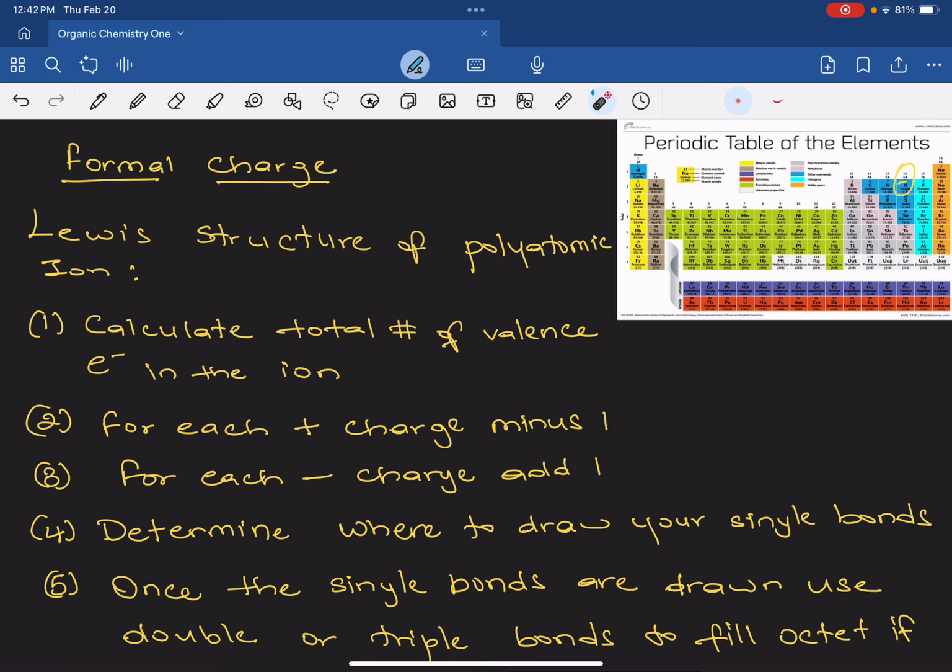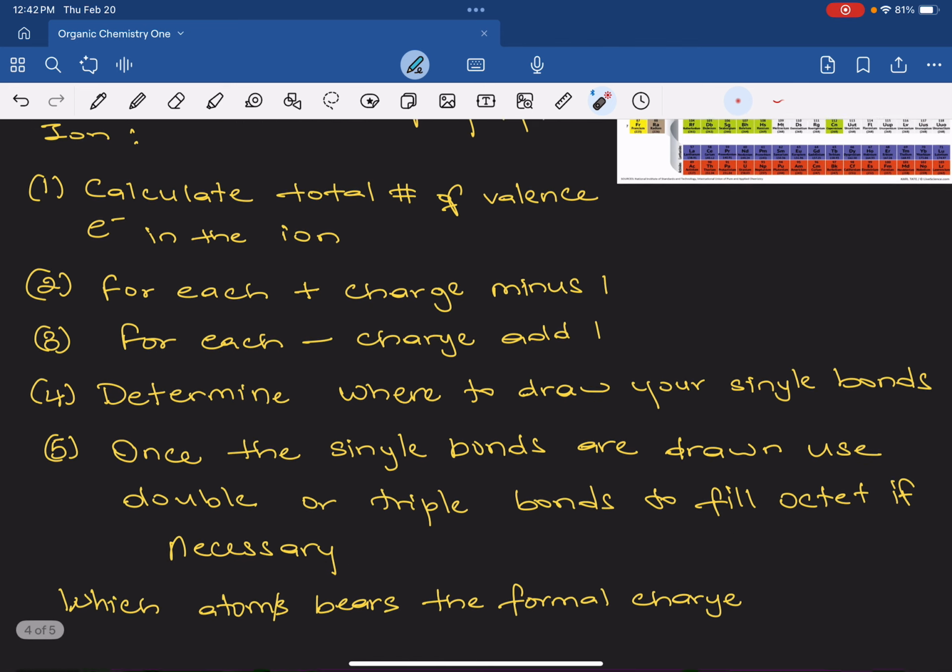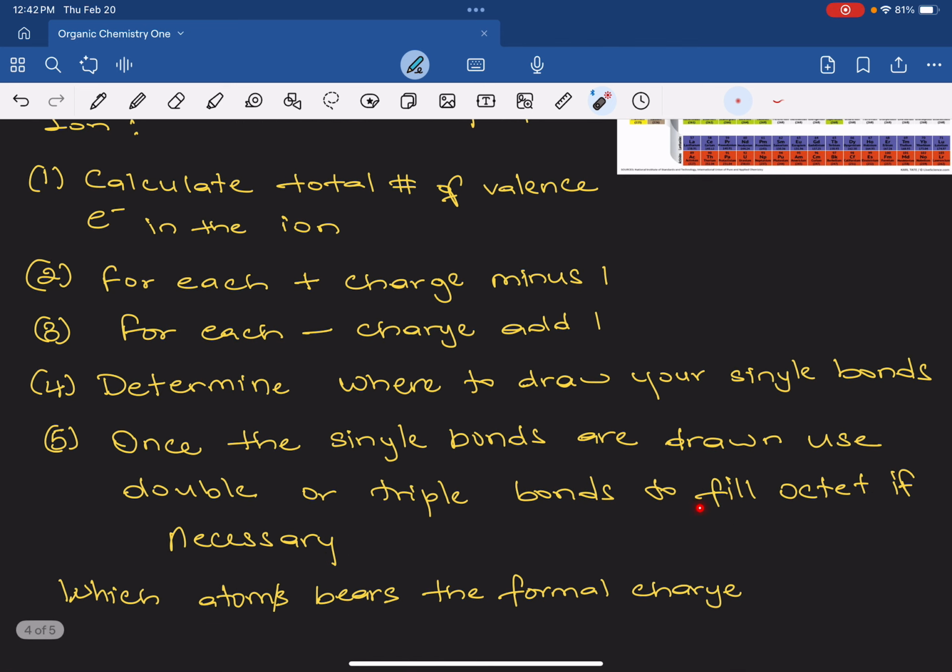Then determine where to draw your single bonds. And once you've drawn your single bonds, you need to double check to make sure that you have a full octet, right? That the octet for each atom is complete. If not, you might have to draw double or triple bonds if necessary. We're going to do some examples and I'll make sure to cover examples where you have to do a double bond.